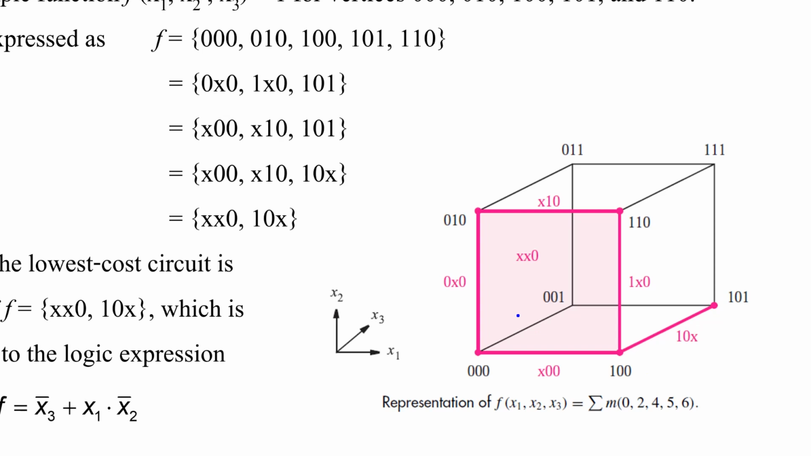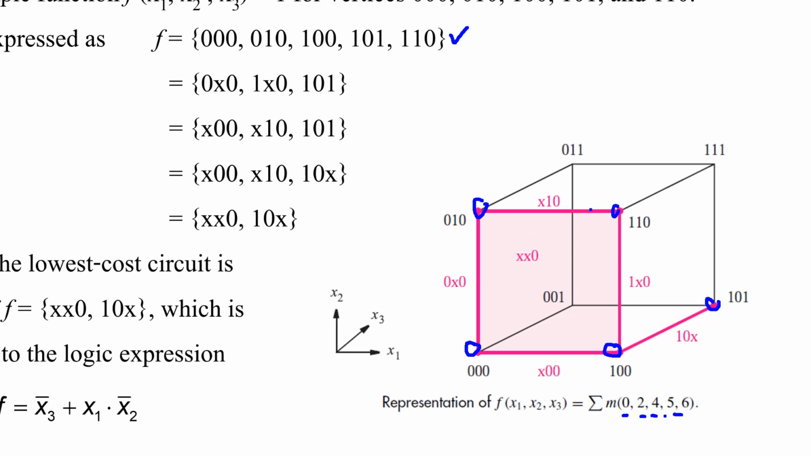If the function is minterms 0, 2, 4, 5, 6, it's these points. 2 is 0, 1, 0. 4 is 1, 0, 0. 5 is 1, 0, 1. And 6 is this one. So this function you can write as a set of these vertices, right?